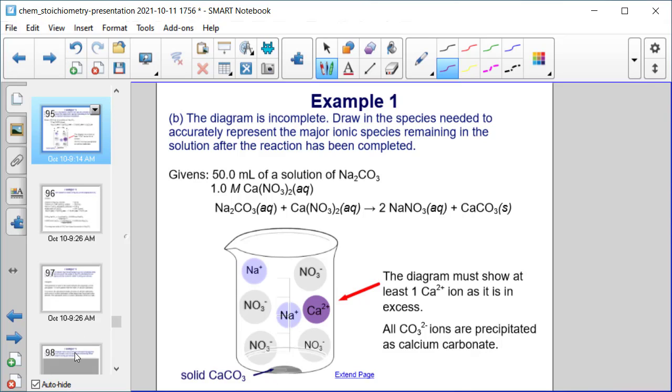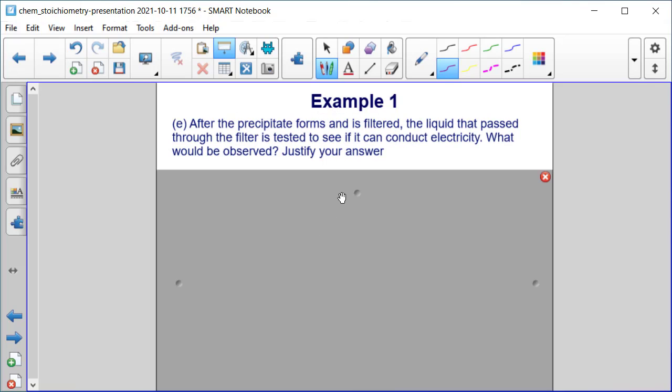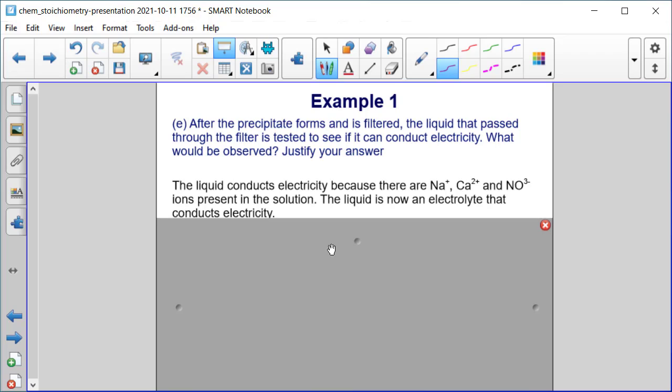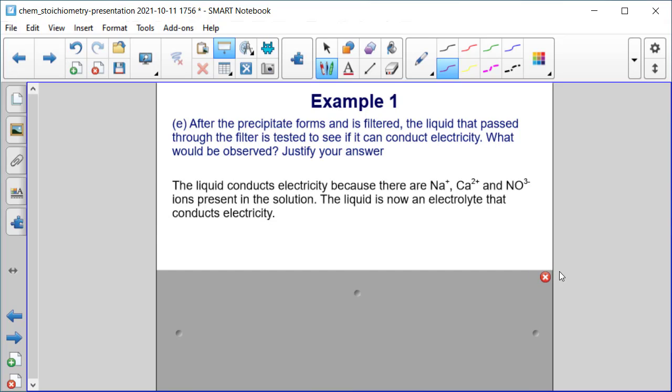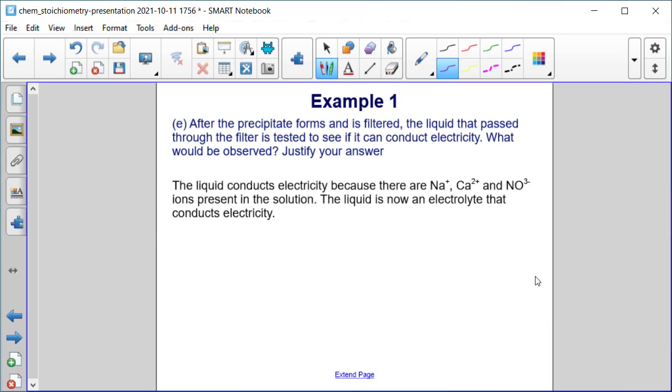So the question is, would we expect that to conduct electricity? Do dissolved ionic salts conduct electricity? And the answer is yes. The liquid conducts electricity because there are sodium, calcium, and nitrate ions present in the solution. The liquid is now an electrolyte that conducts electricity.